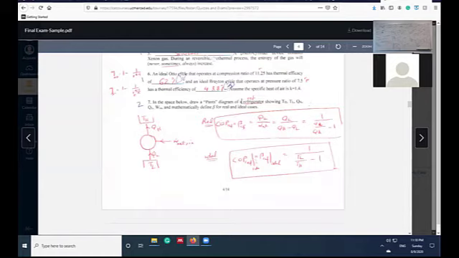You need to know how to do it for a refrigerator, heat pump, or heat engine like a power plant: how to draw the Venn diagram and find the real and ideal COPs, or efficiency for a power plant or heat engine. Maybe COPs for a heat pump. So you need to know all of them.